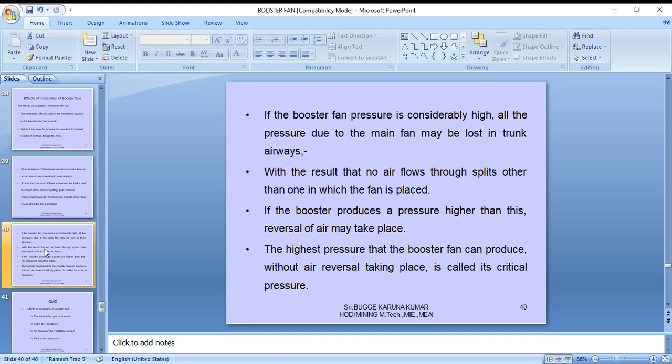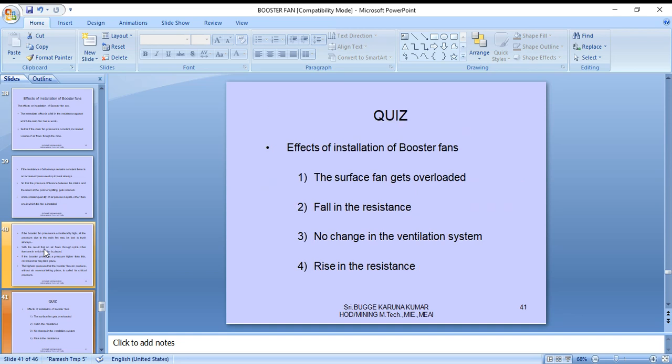Now we are almost concluding. So far, you learned about the definition of booster fan, location, and installations. Regarding this, we get some types of questions from the examination point of view. Those questions you can observe here. Effect of installation of booster fans. What are the effects of installation of booster fans?